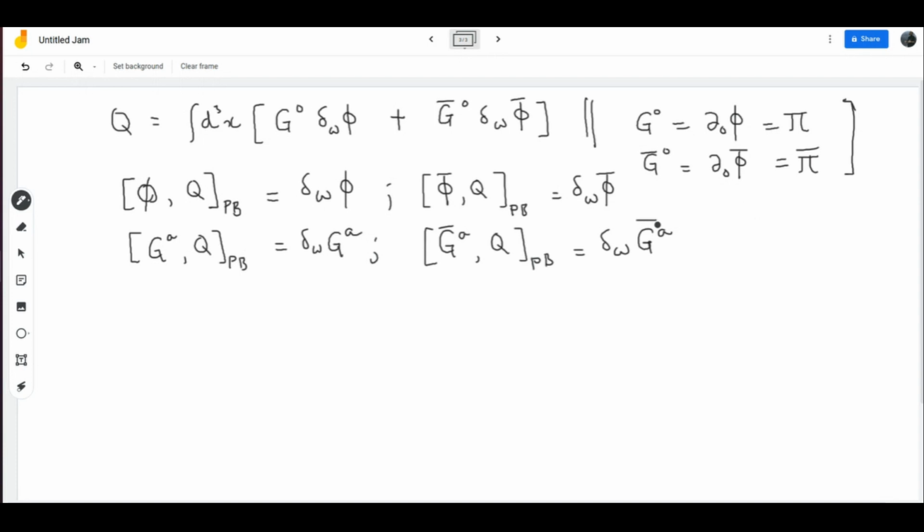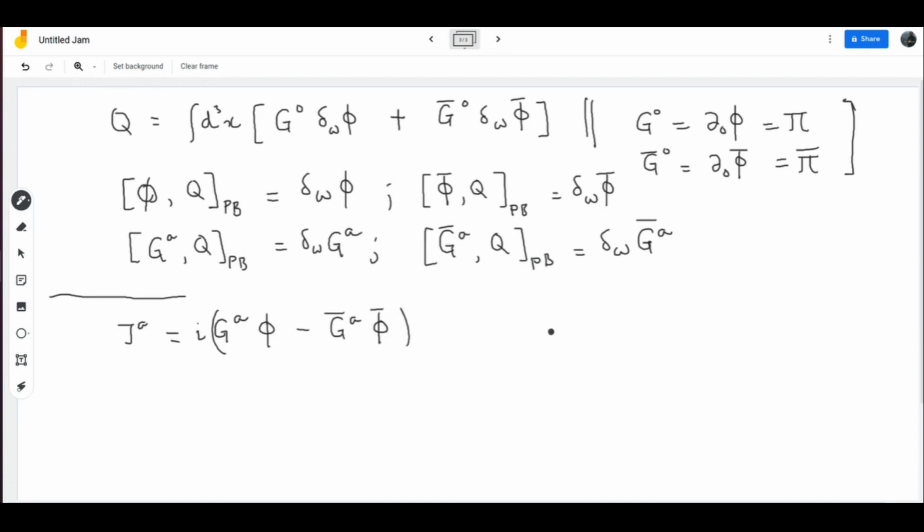Okay? Good. Now we shall do something extraordinary. We have a current, so let's go back to the current. The U1 Noether current is J^A, given by G^A. Now I shall write down what the delta omega phi's are, so I get this kind of relation.